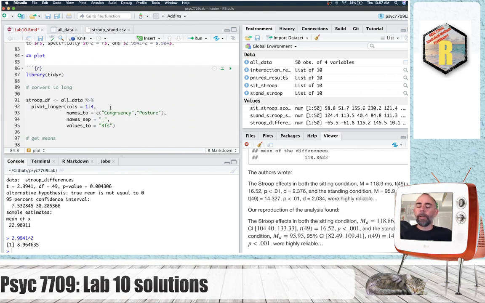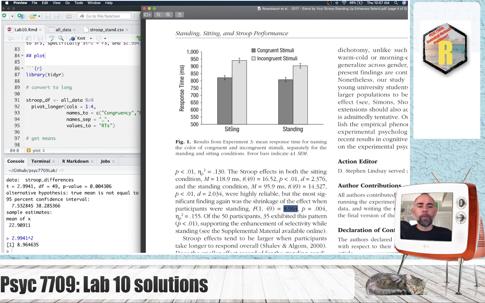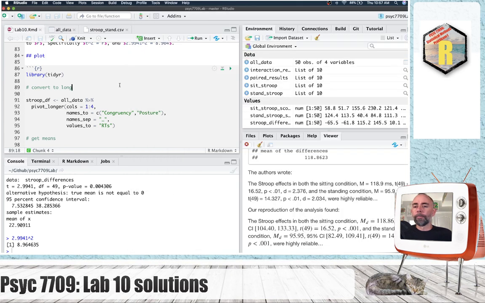Okay, the next task was to make a plot. Our goal is to create this plot here. And I'm not going to go the whole distance in terms of making the colors the same, but let's just get a ggplot going where we can get all these means in here.